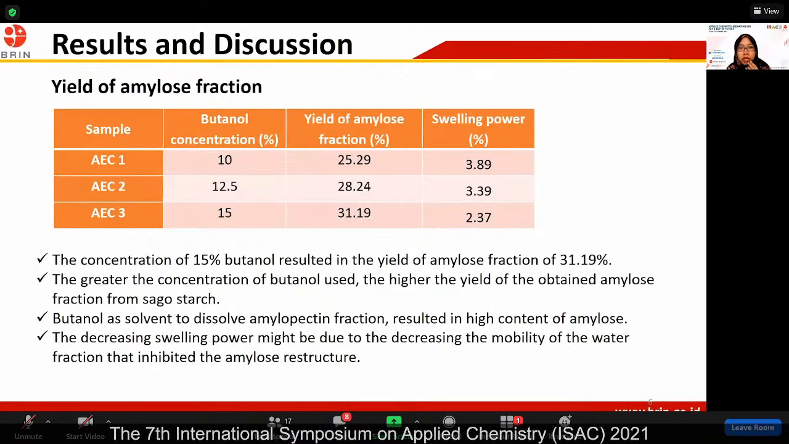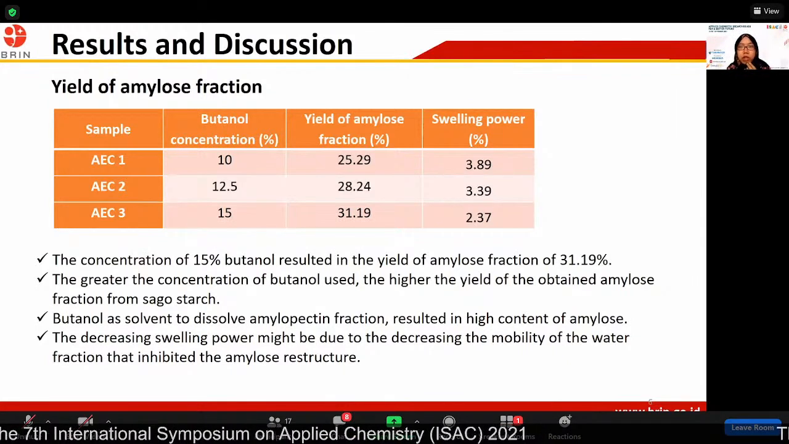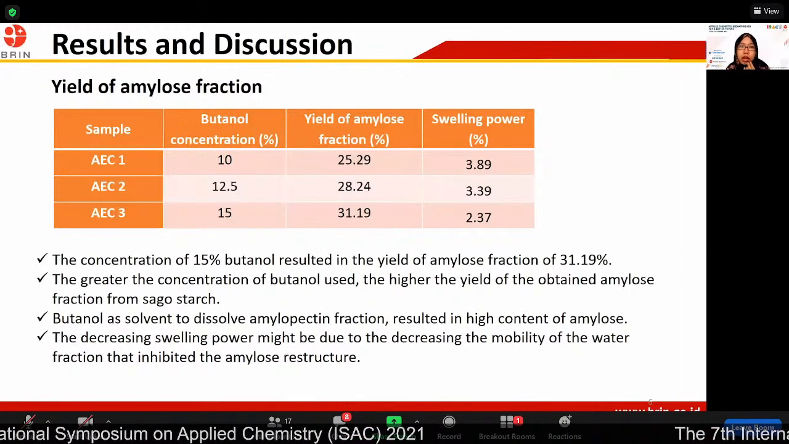From the butanol concentration of 10 until 15, we get the yield of amylose fraction from 25 until 31%. And then it was the opposite for the swelling power, in which the swelling power decreased from 3.89 until 2.37 for the higher concentration.